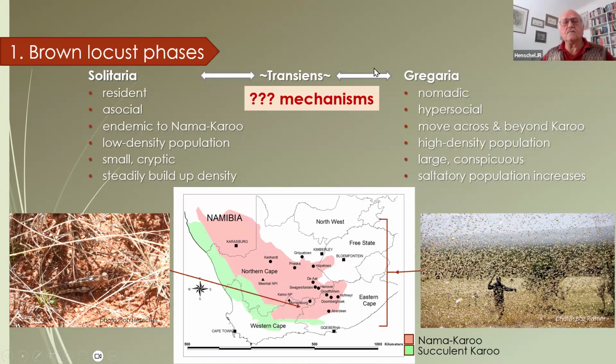In between these two, and that's special for the brown locust, is a transient generation. And that can switch to either the solitaria or the gregaria. And these mechanisms have not been well studied.